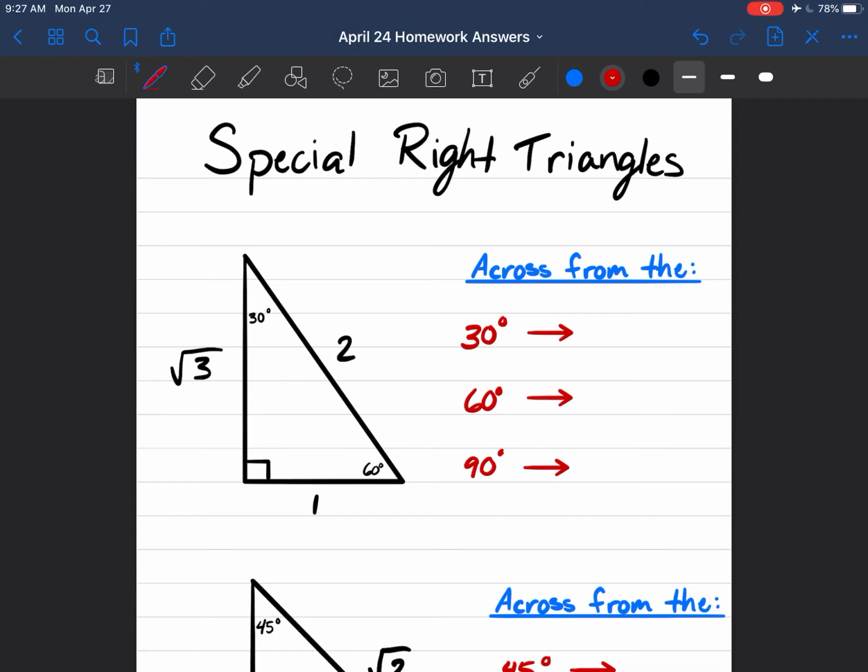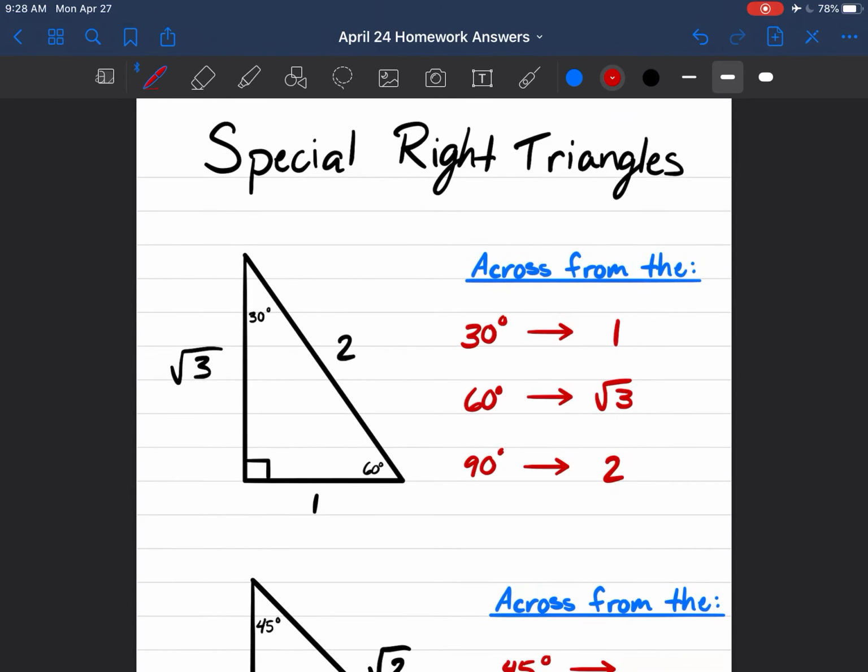So here's a 30-degree angle. And across from the 30-degree angle is a 1. And no matter how this triangle is rotated or anything like that, across from the 30 is always a 1. For any 30, 60, 90 triangle, across from the 60 is going to be the square root of 3. And across from the 90-degree angle, across from the right angle, is going to be the 2. So that's always going to be the same. Across from the 30 is 1, across from the 60 is square root of 3, across from 90 is 2.